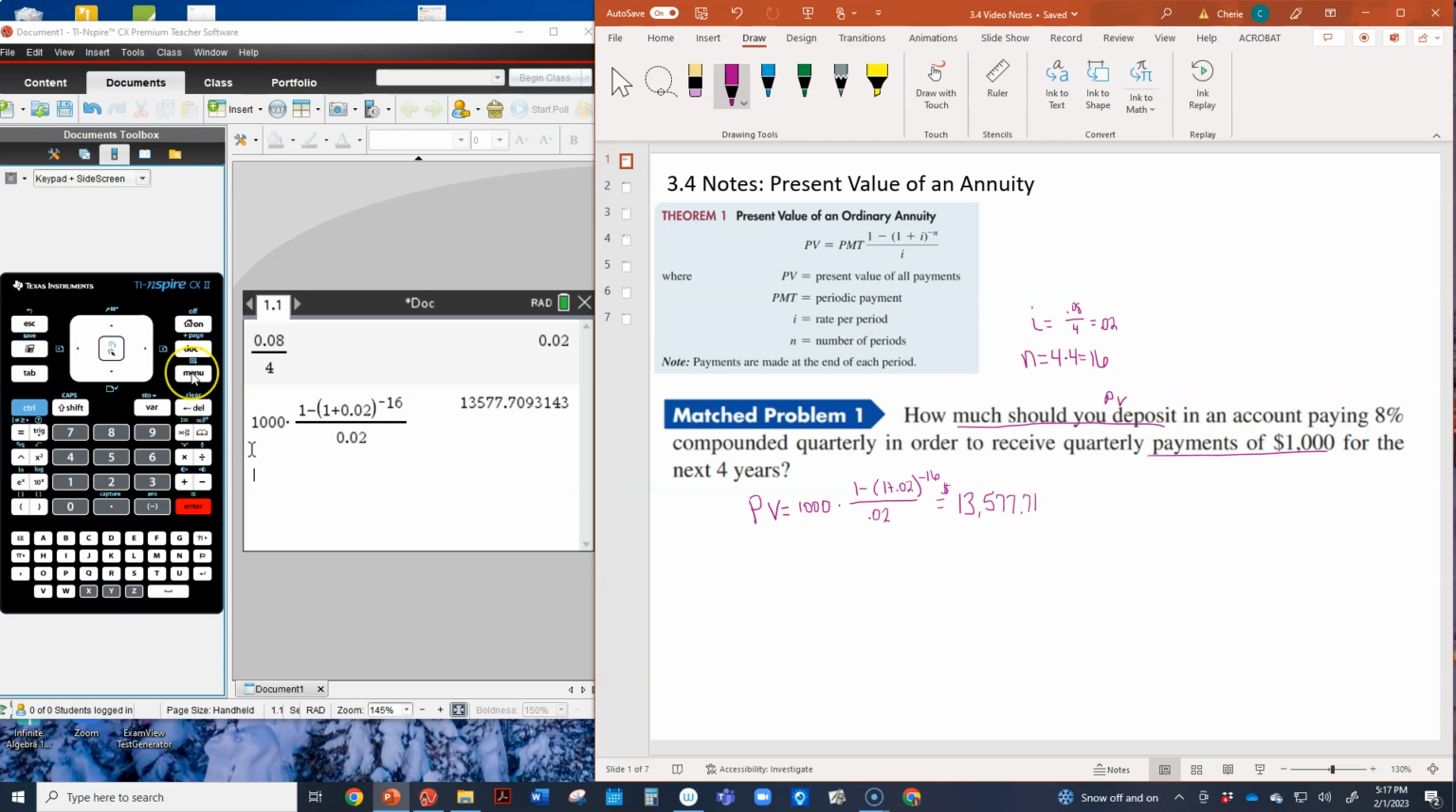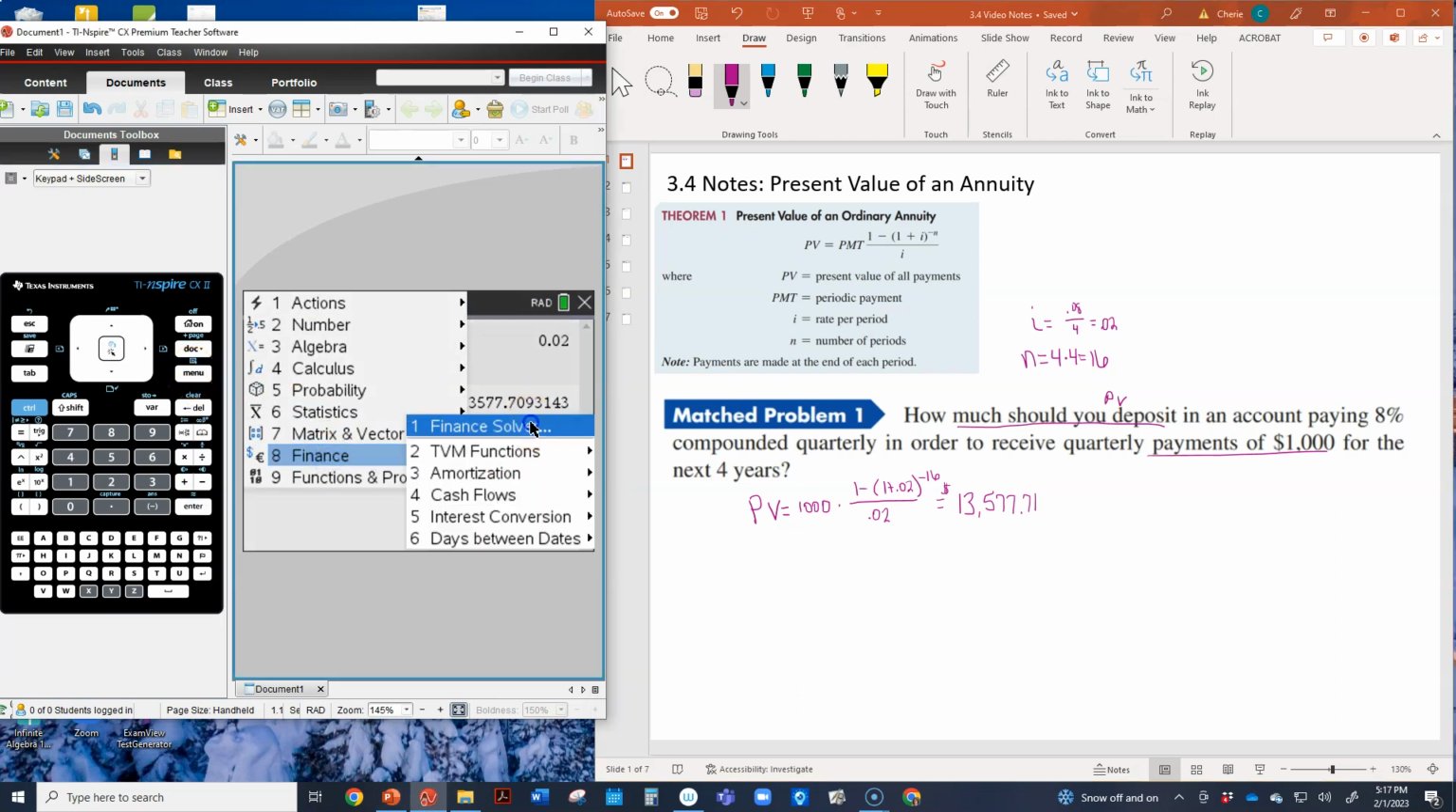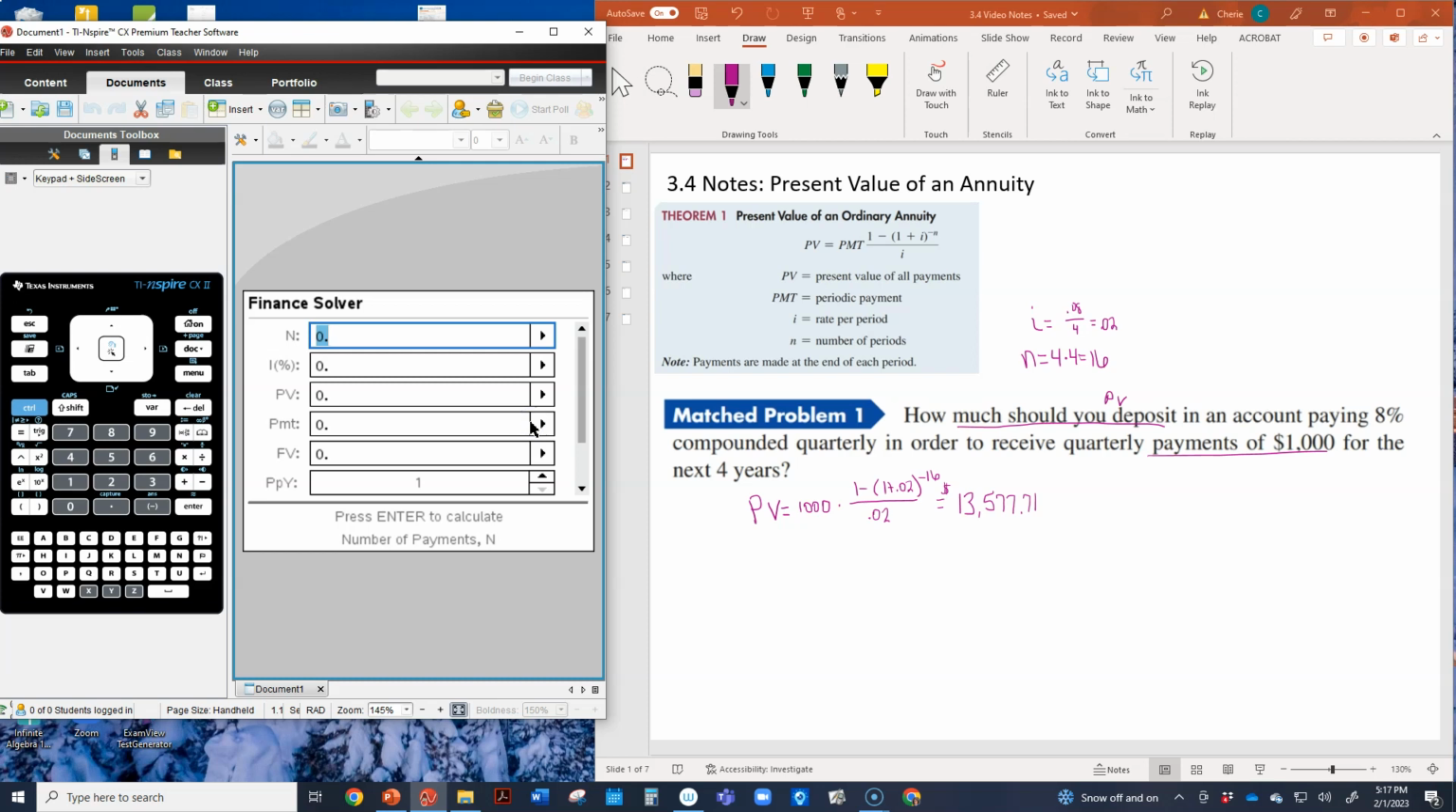If you're going to use the finance solver, then you're going to go in here and, all right, sorry about the dogs in the background. They were going crazy.